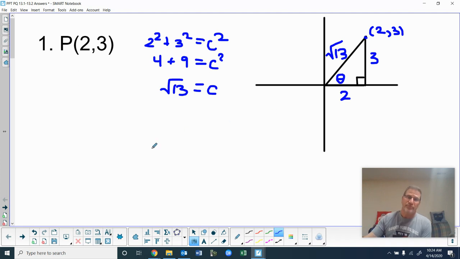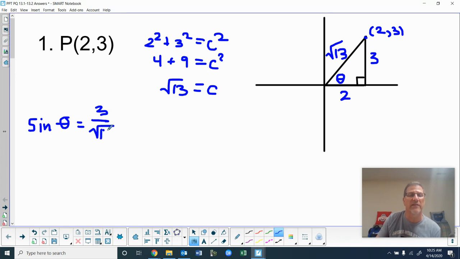Now I can find those 6 trig ratios. Remember, SOHCAHTOA. Sine of theta will equal opposite over hypotenuse. There's theta, opposite's 3, over hypotenuse, square root of 13. Now, some of you have been leaving it like that. We can't do that. You have to rationalize your denominator. So don't forget that on the quiz. Our answer is 3 radical 13 over 13.